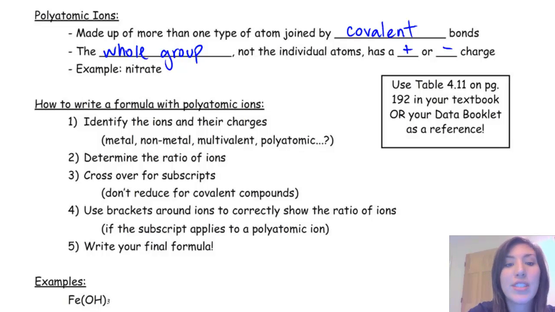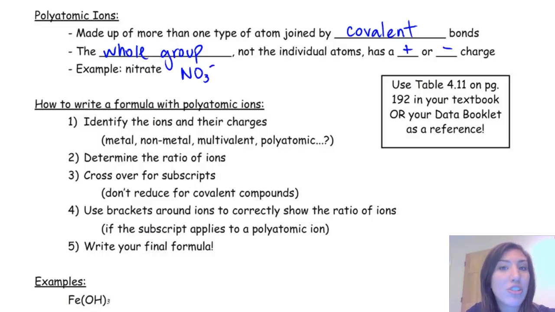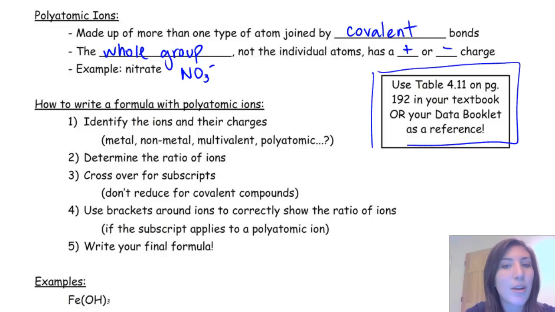The whole group. So for example, nitrate, which is NO3 minus, that whole group, the nitrogen and the 3 oxygens, all carry that -1 charge. There is a really great table in your textbook on page 192, table 4.11, and also in your data booklet, and it lists all of the polyatomic ions, their symbol, and their name. You need to get very familiar with this so that you can recognize them quickly and easily.